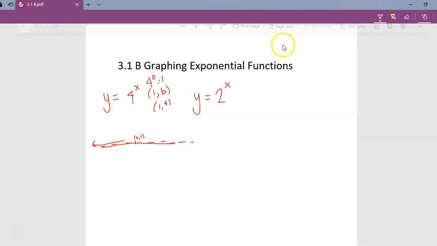Okay, let's try this again. All right, so I have 0, 1. That's always going to be there. And then 1, 4. So 1, 2, 3, 4. And of course, it's not completely lined up the right way because of how I drew it. But 1, 4, or 1, base, will always be on the function as well.